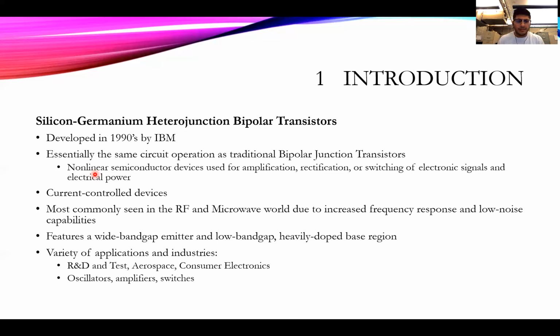Like I mentioned, there's a variety of applications from R&D to test. While I was at Keysight Technologies, they used SiGe HBTs. Aerospace, the company I'm currently at, Astranis, an abundance of different types of technologies, consumer electronics. They can be used for oscillators, amplifiers, switches, power regulation circuits, everything you can think of.